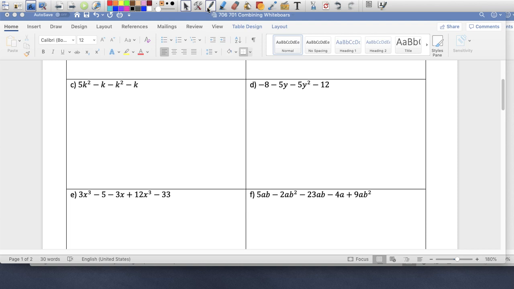So what is the same here? This guy is the same as this guy, which means these two are like terms, right? They're both k. Remember, one's k squared, the other one is just a k. So in red, I have 5k squared minus k squared. Now, there is no coefficient here, so if you like, you can put a 1 here to make life easier for you.